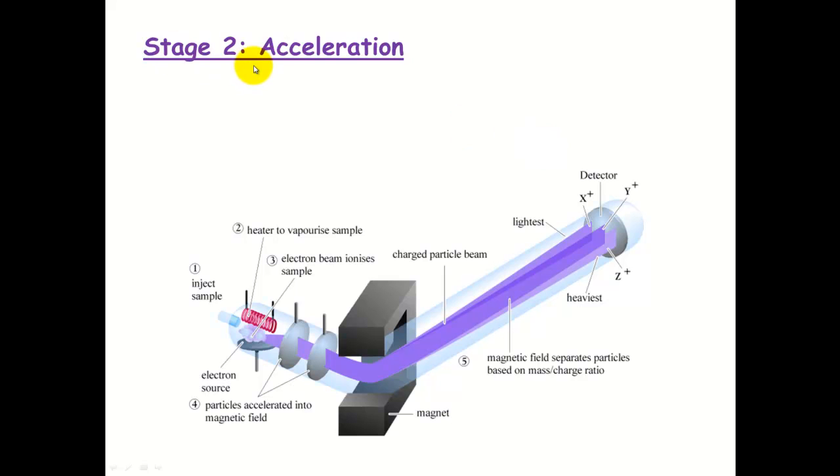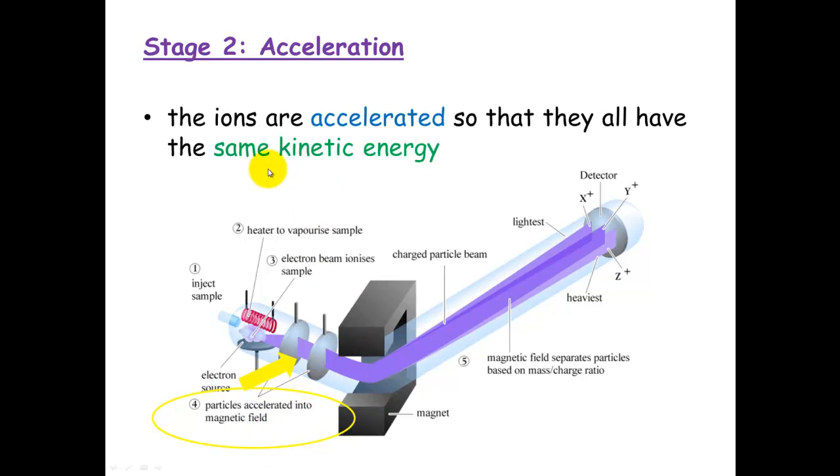The second stage is called acceleration. It's exactly what the name means. These particles are accelerated into this magnetic field. So they're just basically sped up so that they've all got the same amount of kinetic energy. So they're all travelling at the same speed.